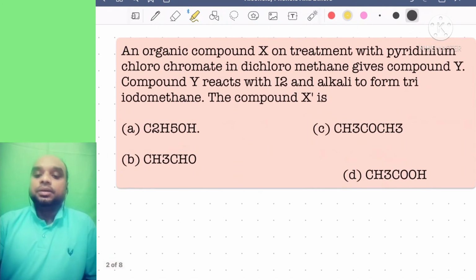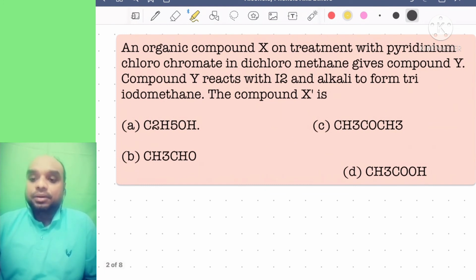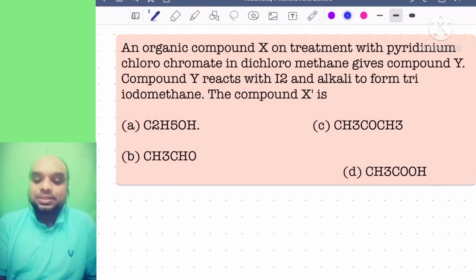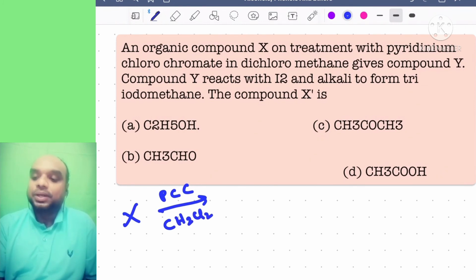Next one: an organic compound X, on treatment with pyridinium chlorochromate (PCC) in dichloromethane, gives compound Y. What's happening here? When compound X reacts with PCC in the presence of dichloromethane, it gives compound Y.